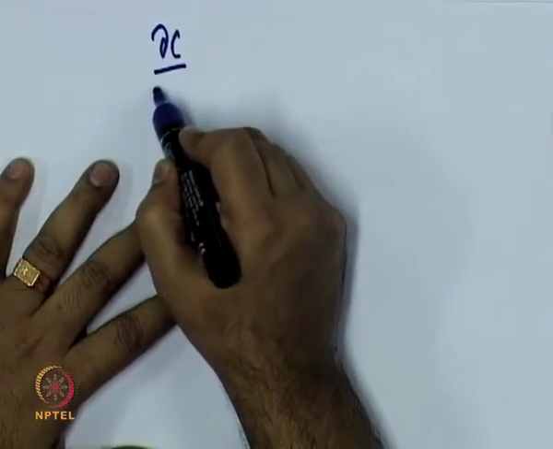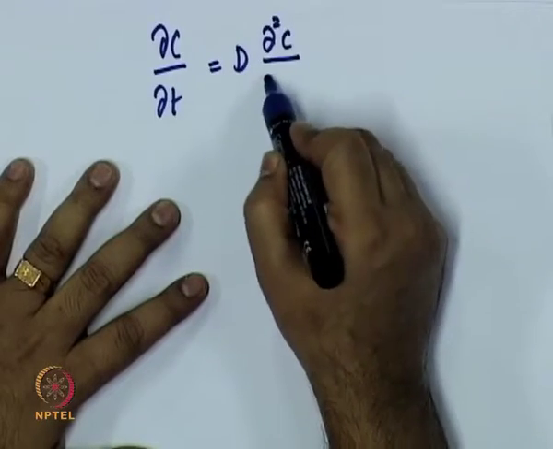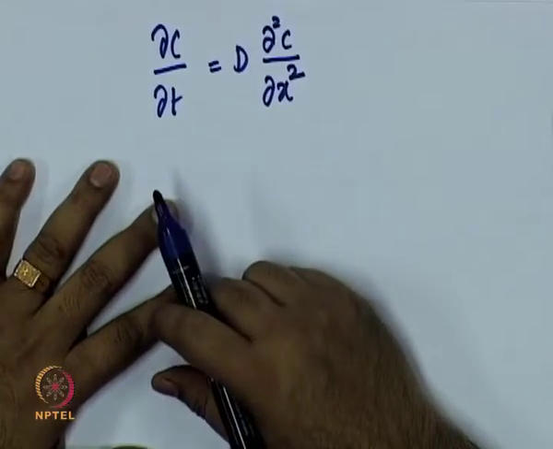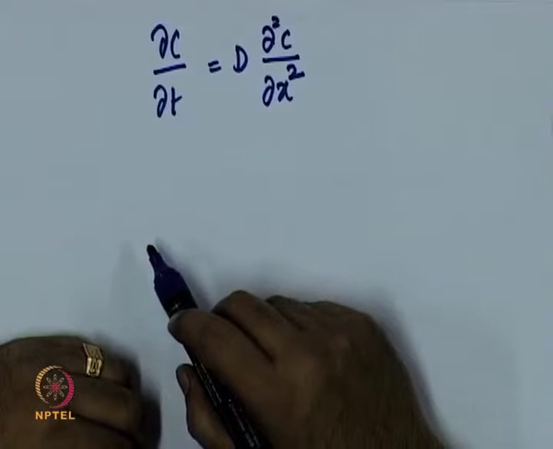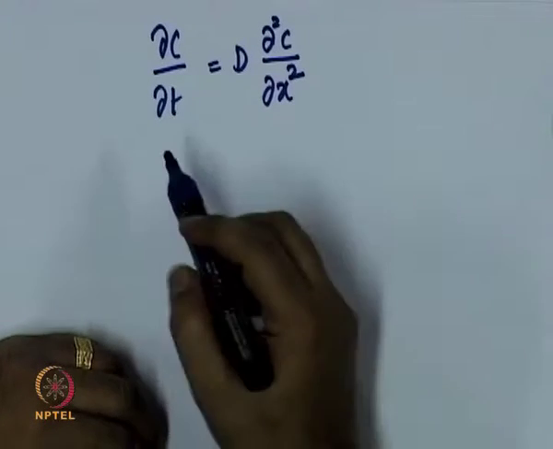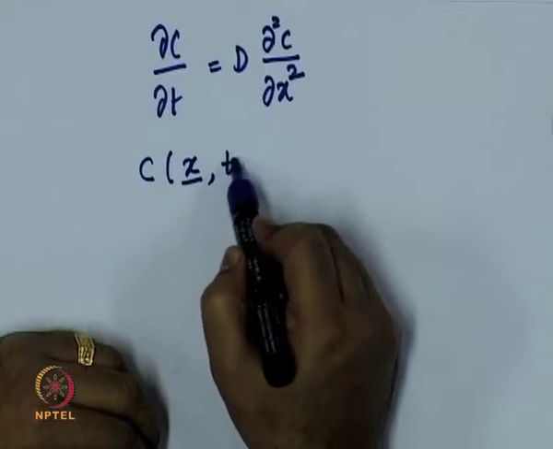So, now I want to talk about another way of reducing the PDE to ODE, which is based on what is known as Fourier transforms. Okay. So, the equation that we are trying to solve is the diffusion equation. And we are going to perform a Fourier transform on the variable c. Now, c is a function of both position and time.